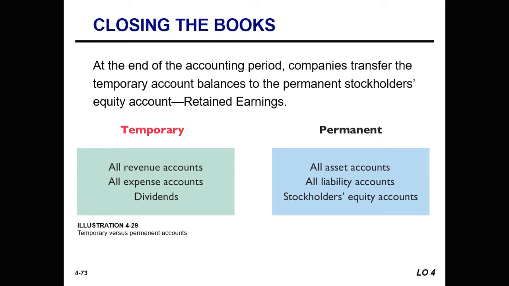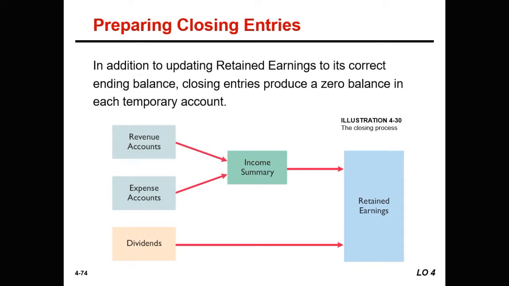To do so, we close the revenue accounts to the income summary account. We close the expense accounts to the income summary account. And then we close dividends to the retained earnings account. We'll close the income summary account to retained earnings. And when we have done this, we will have created a zero balance in each of those temporary accounts. These accounts have then been reset and are ready to accumulate data for the next accounting period.